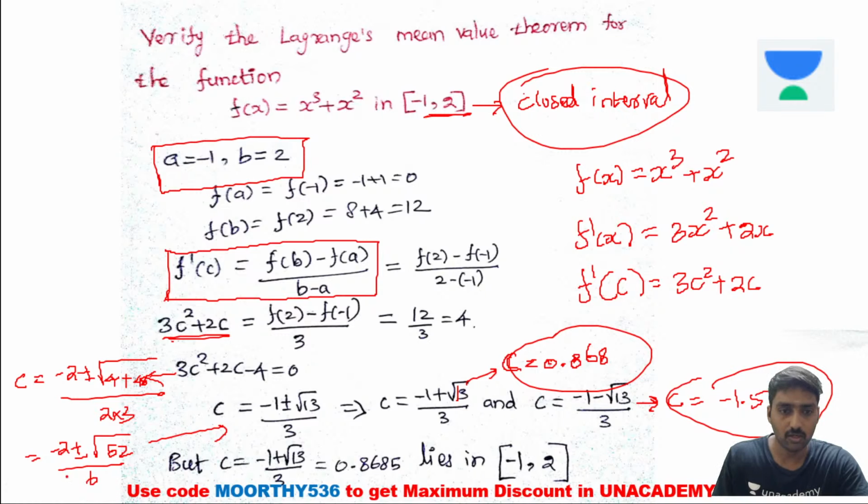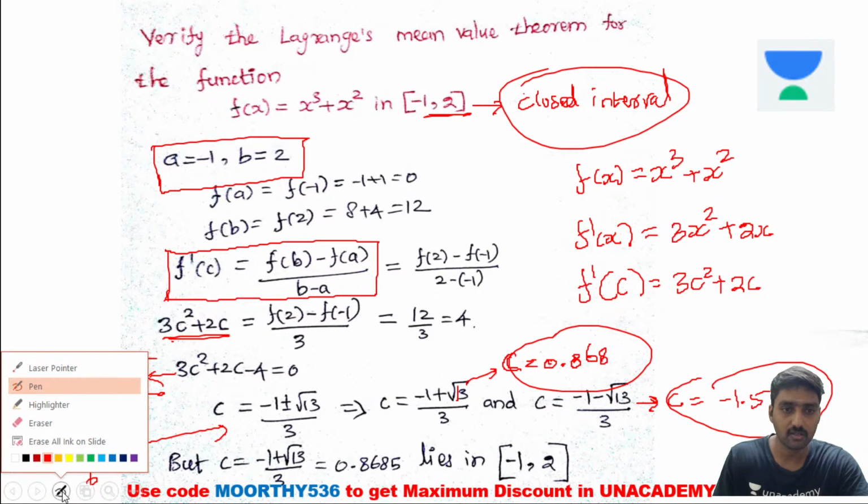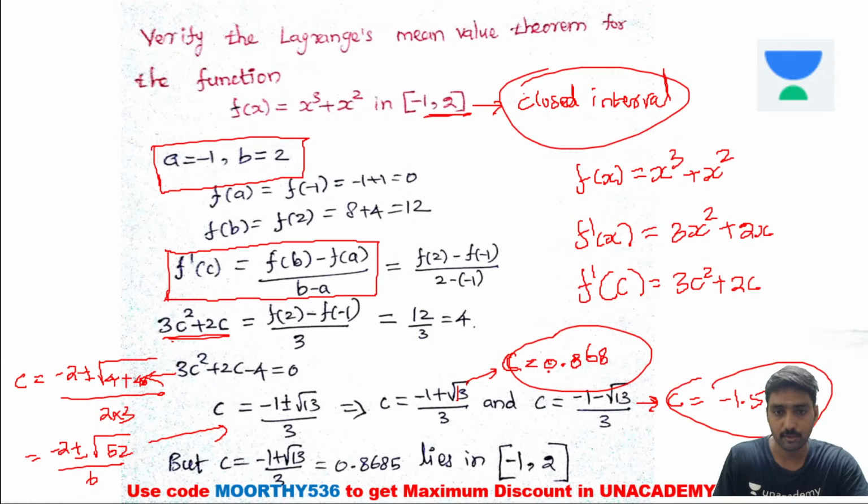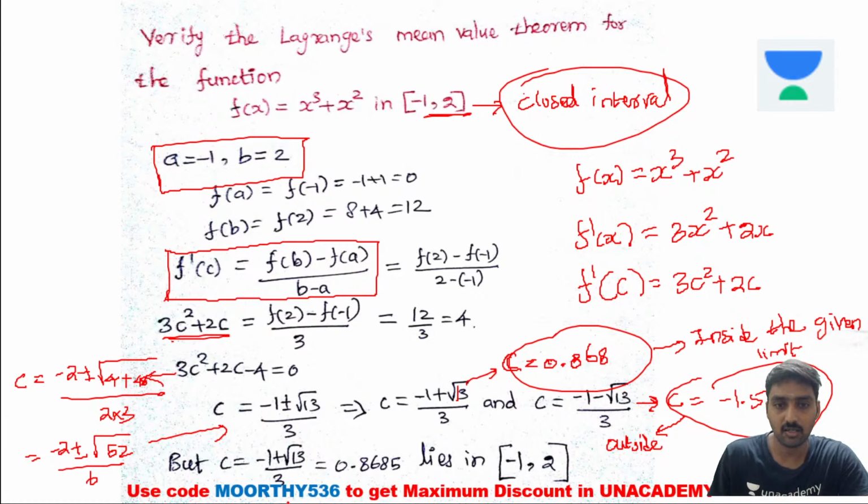So the first one, C plus, lies inside the given limit. Yes, it's inside the given limit, right? Is it okay now? One more thing, the minus 1.5 is outside. So the only point that lies inside the given interval will be considered the intermediate point. So C is the intermediate point, and it lies between minus 1 and 2. As per Lagrange's mean value theorem, we have identified the value for C.